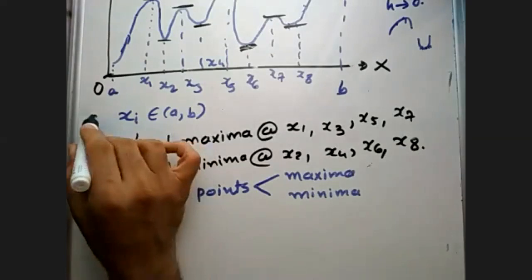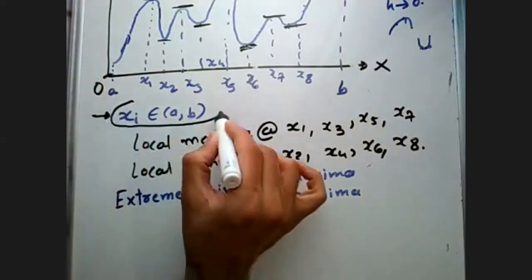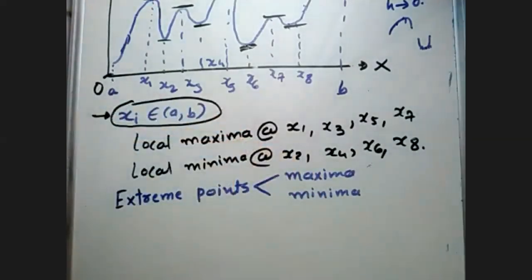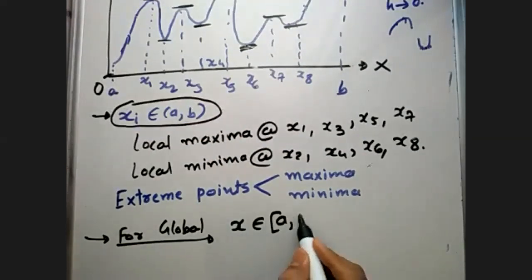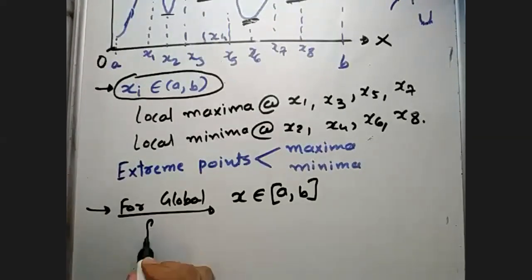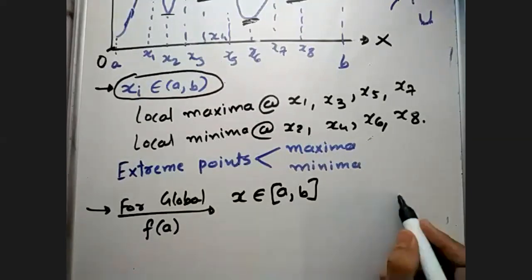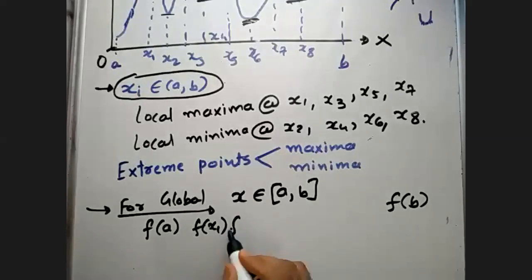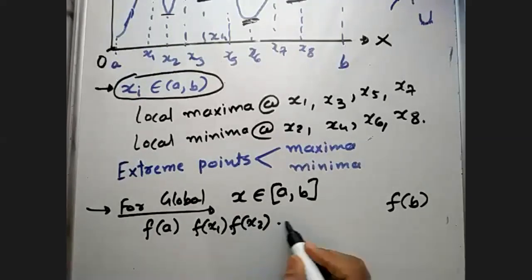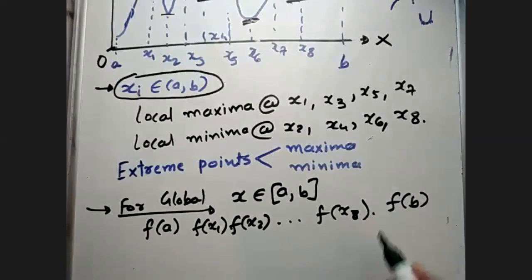For local maxima and local minima, you have to consider only the open interval a to b. For global maxima and global minima, you have to also consider a and b as well. So your x should belong to the closed interval a to b. First you have to find f at a, f at b, and f at all the xi's, all x1, x2, up to x8 here. So f of a, f of x1, f of x2, f of b.